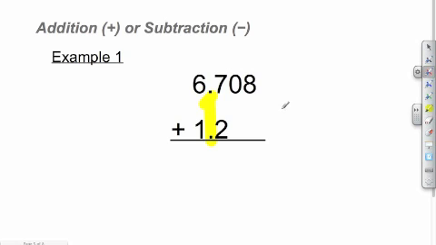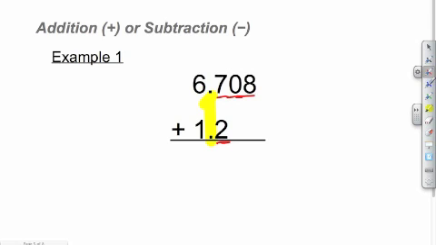Alright, so if we analyze these numbers, 6.708 has 3 places after the decimal. 1.2 has just simply one place after the decimal. So the rule is when I add these together, my answer can only have as many places after the decimal as the value in my calculation that has the fewest. So since 1.2 only has one place after the decimal, my answer will only have one place after the decimal.